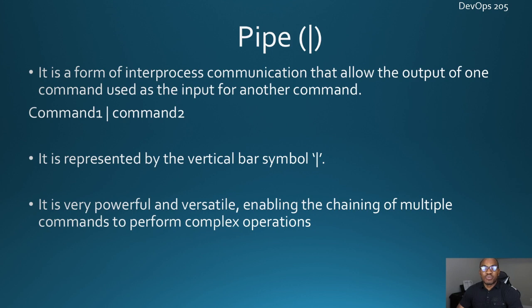And what is pipe? Pipe is a form of interprocess communication that allows the output of one command to be used as the input for another command. You have one command, and the output of that command can be used as the input of another command by using the pipe. It is represented by the vertical bar symbol on the keyboard.